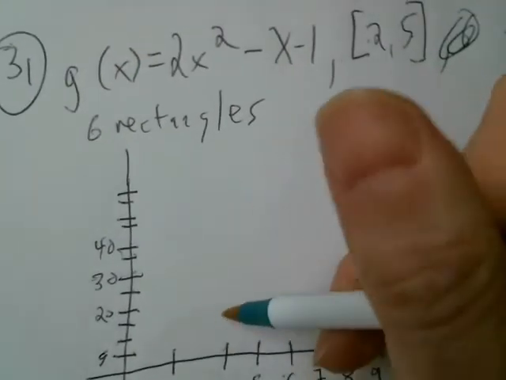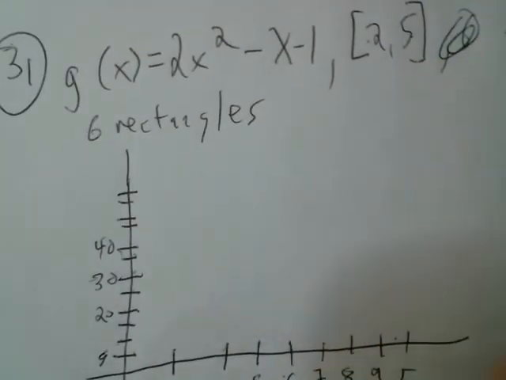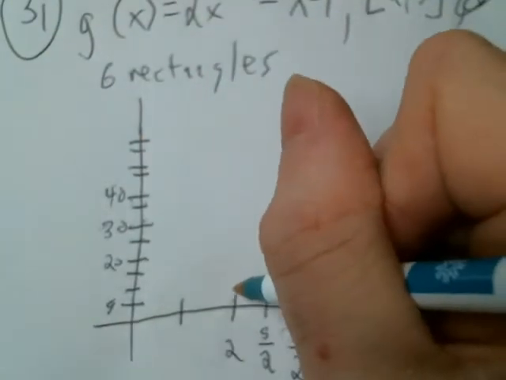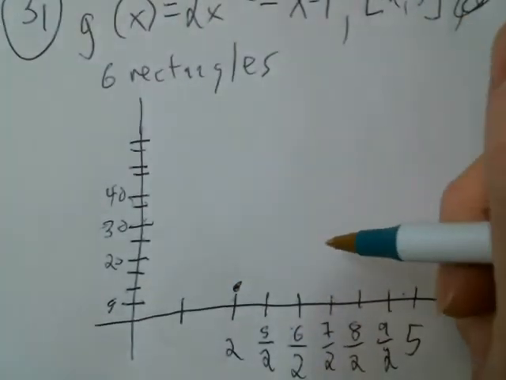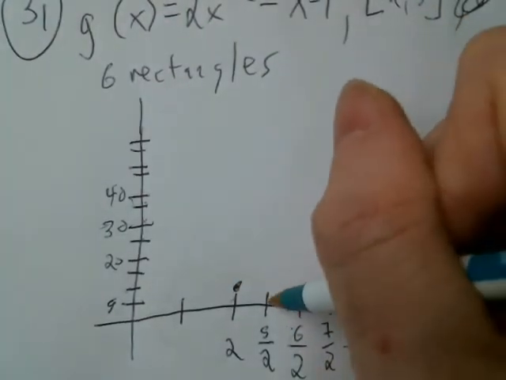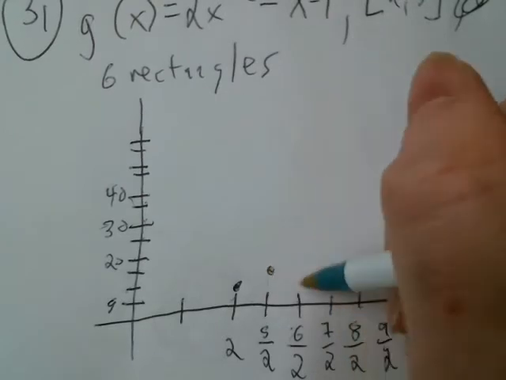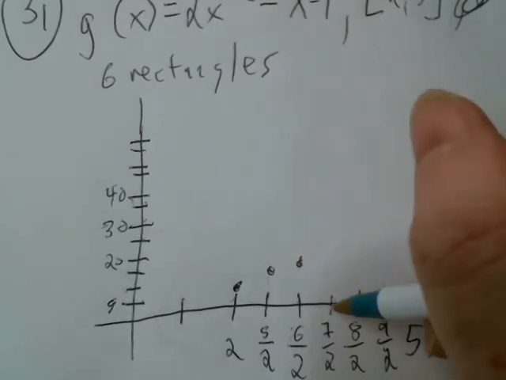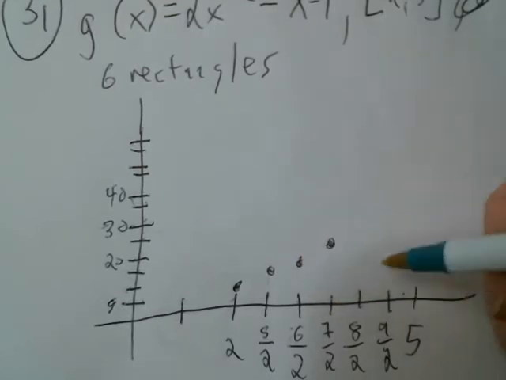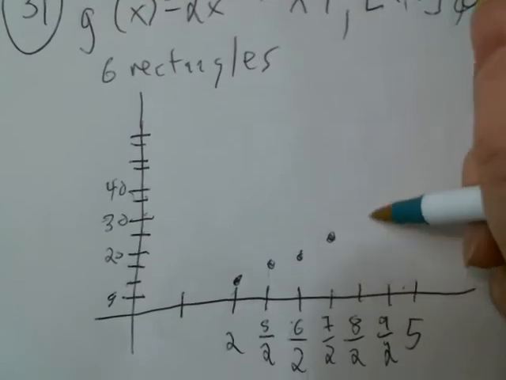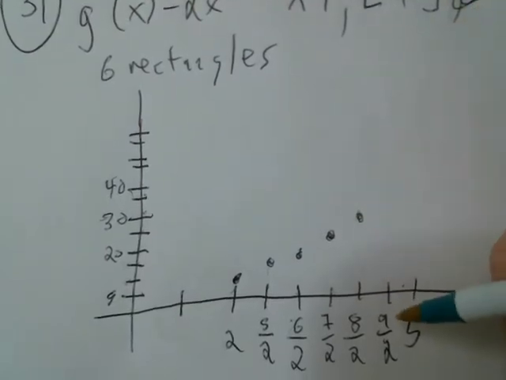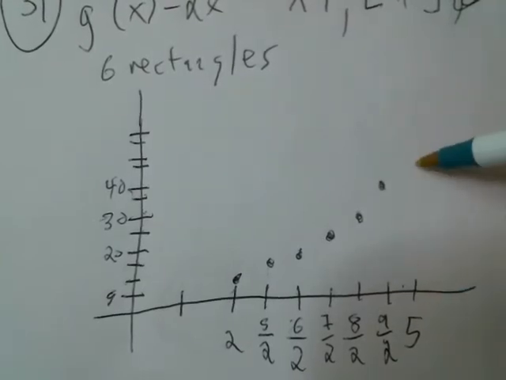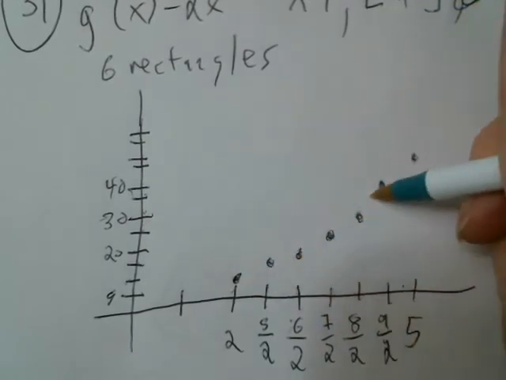Okay. And then I'm going to plot the points. I already evaluated them in my calculator earlier. So g of 2 is 5. G of 5 halves is 9. G of 6 halves is 14. G of 7 halves goes up to 20. G of 8 halves is 27. And then g of 9 halves is 35. And g of 5 is like 44, so up here somewhere. It should be a parabola type shape.